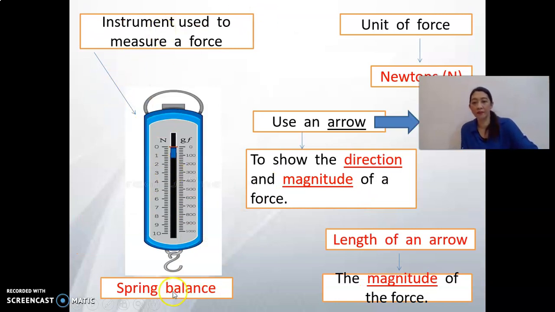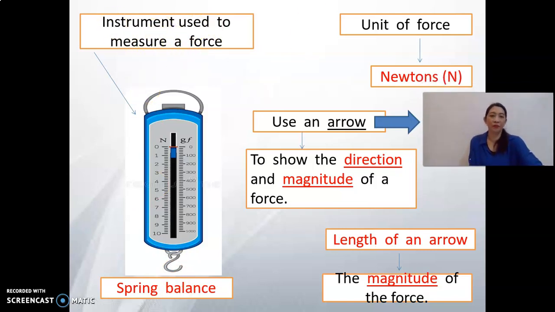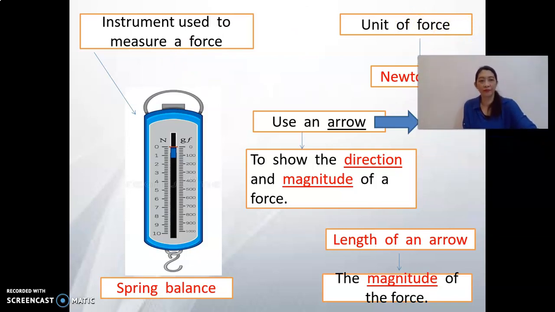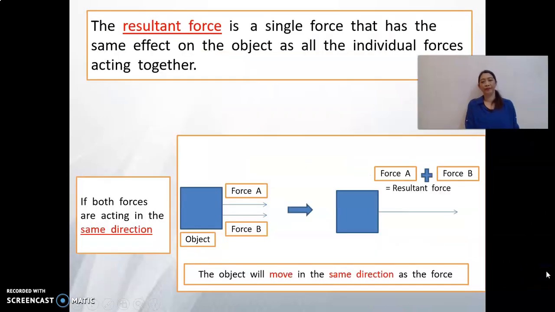Next is the spring balance. A spring balance is an instrument used to measure a force. The unit of force is newtons. We use an arrow to show the direction and magnitude of a force. The length of the arrow shows the magnitude of the force.